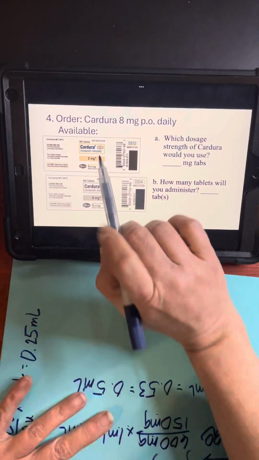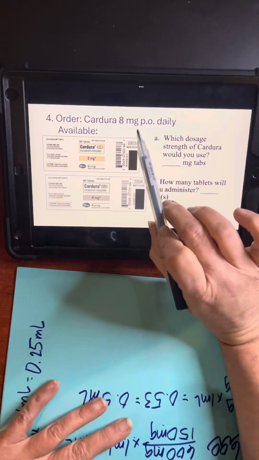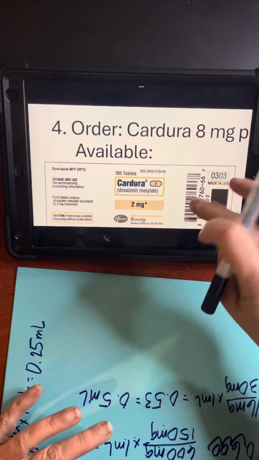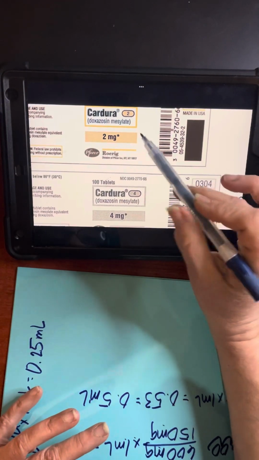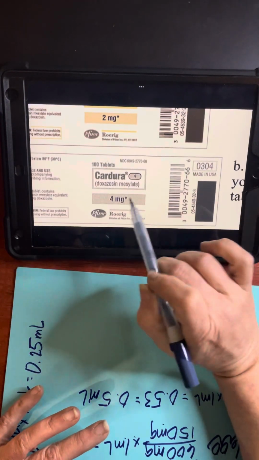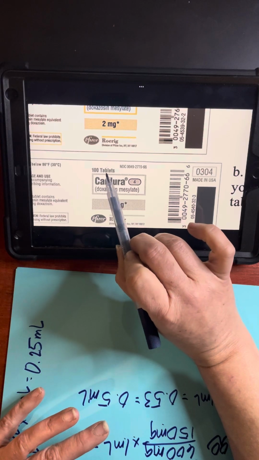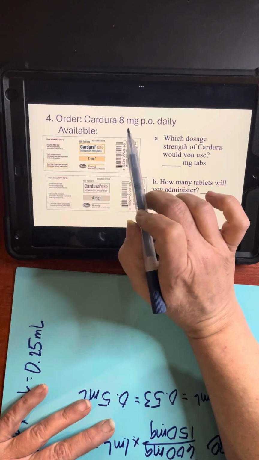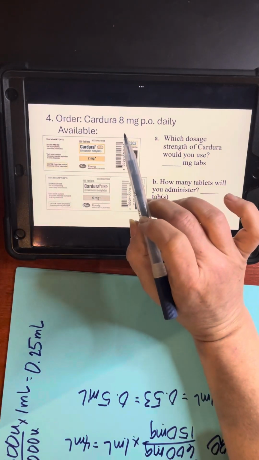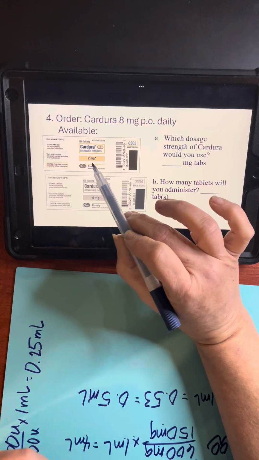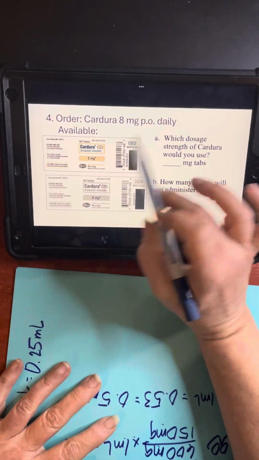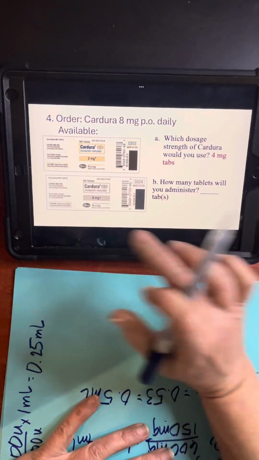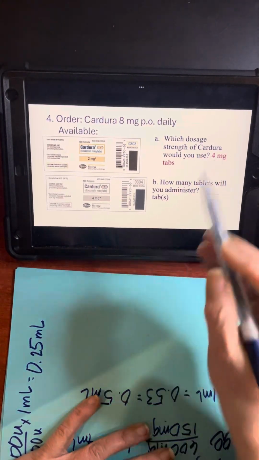Okay. So this order is for Cardura 8 milligrams PO daily. You've got two options to choose from. We got 2 milligram tablets. How do I know they're tablets? Because it says it right there. And 4 milligram tablets. And if we have to give 8 milligrams, he's going to need a couple of cups of water if we use the 2s. So they ask which one you're going to use. We're going to use 4 milligram tablets.